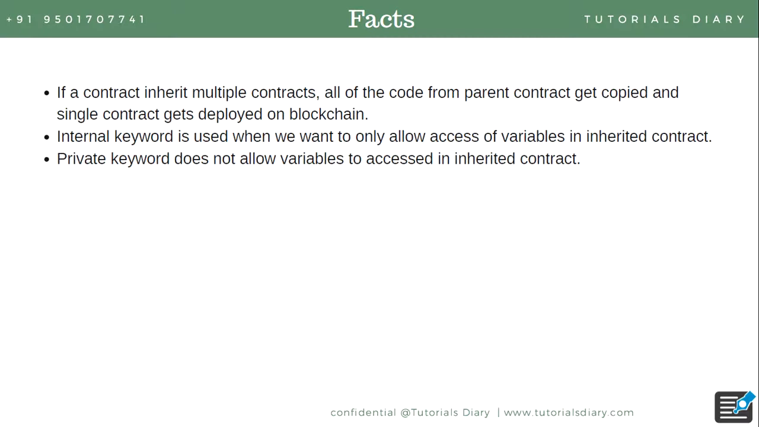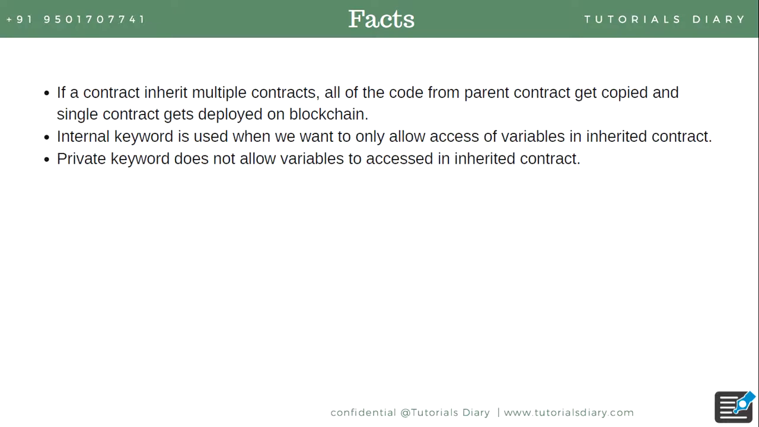Suppose you have three parent contracts and one child contract, and the child contract is inheriting all three parent contracts 1, 2 and 3. Whatever code or functionality you have in parent contracts 1, 2 and 3 will get copied to your child contract and that becomes only one contract. That will get compiled and deployed on a blockchain. It is not like you will have four contracts getting deployed on a blockchain. It will be only one contract which will get deployed.